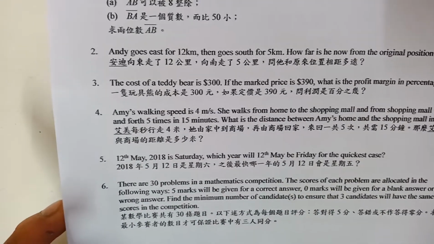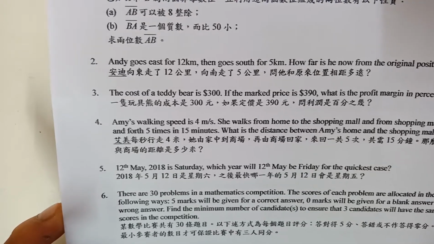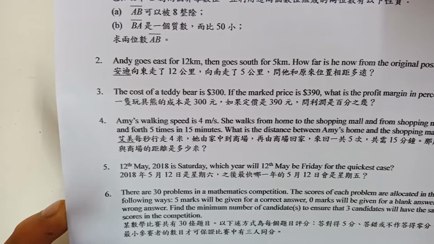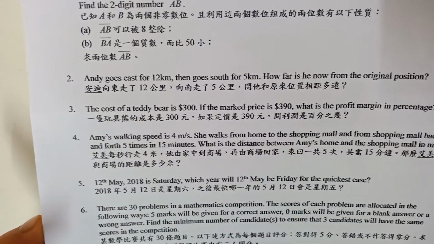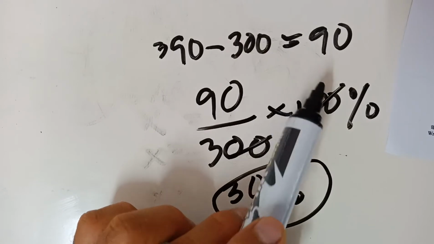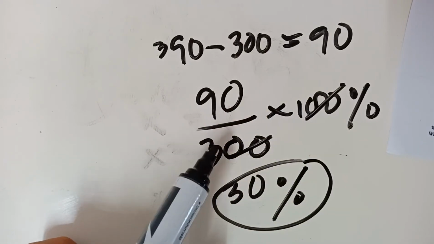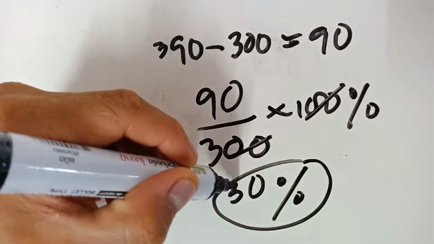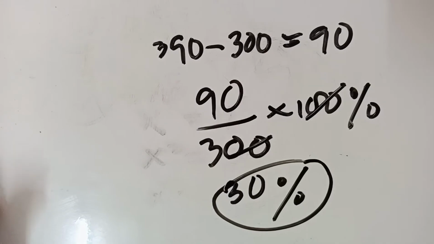Again, let's review the question. The cost of a teddy bear is $300. If the marked price is $390, what is the profit margin in percentage? So the profit is 90. 90 out of 300, which is the cost price, gives us 30% profit margin. Okay, 30% is the answer.